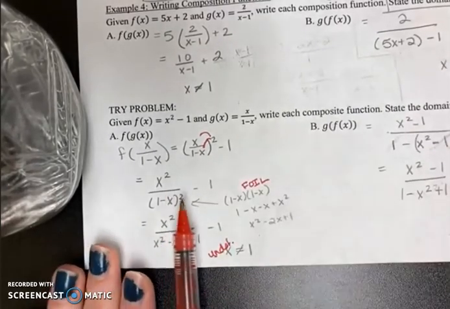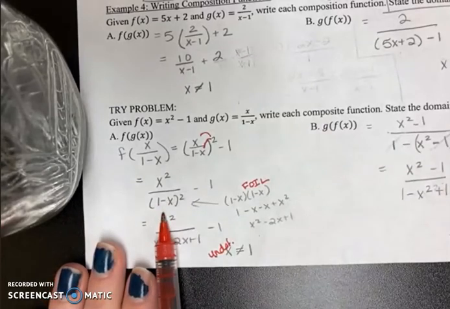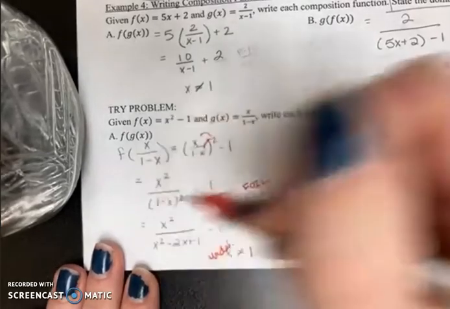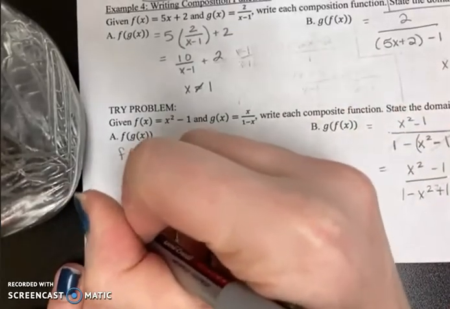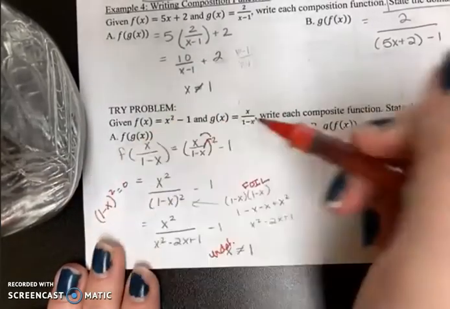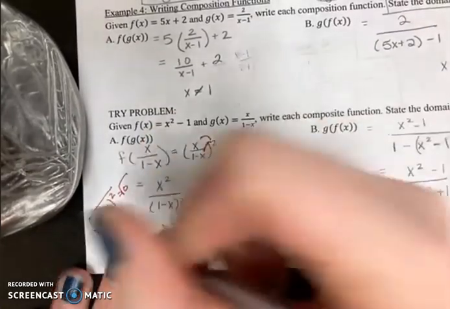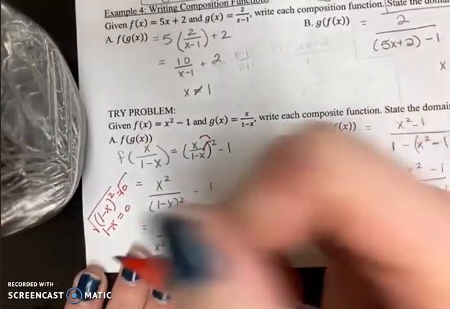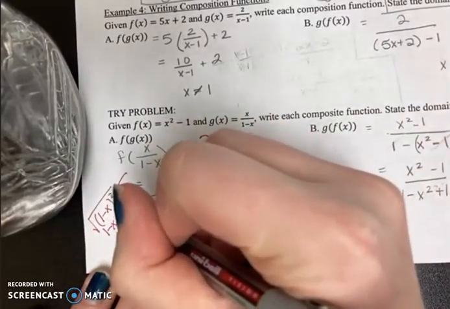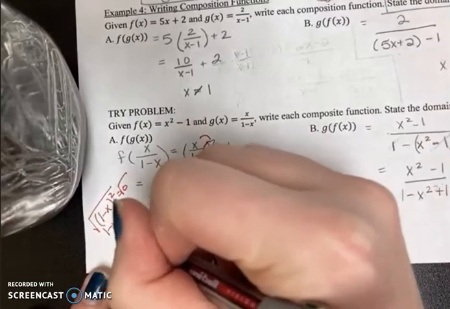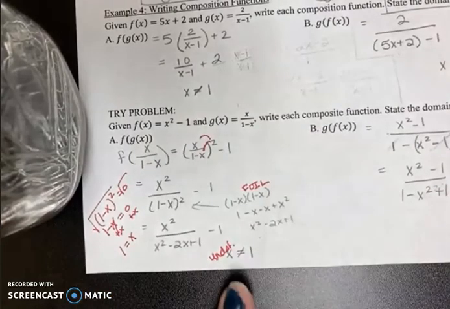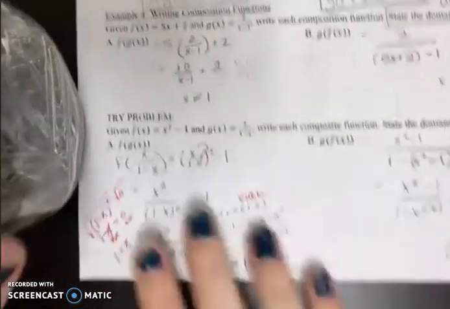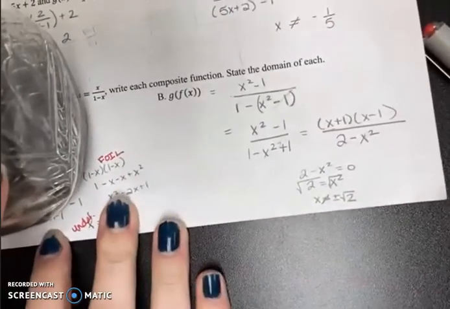So we look at our original factored denominator, and you just set it equal to 0. So that's 1 minus x squared equals 0. Just take the square root of each side. That's 1 minus x equals 0, because the square root of 0 is just 0. Add x to each side to make it positive, so it's 1 equals x, which would make it undefined. That was a harder one. Let's take a look at B.